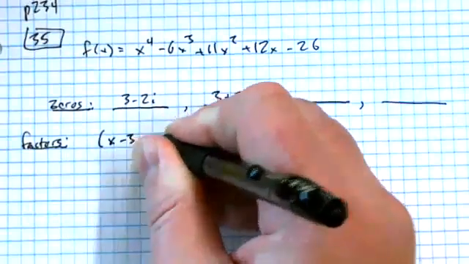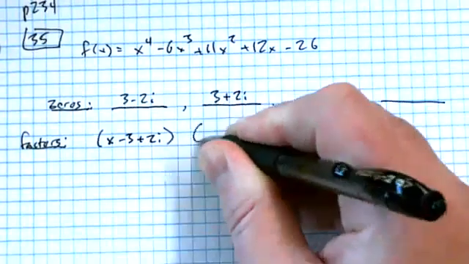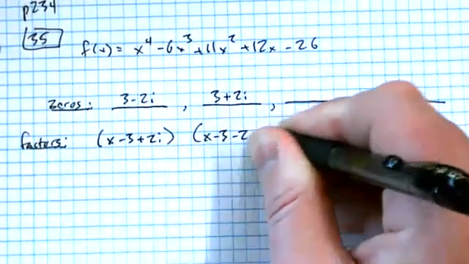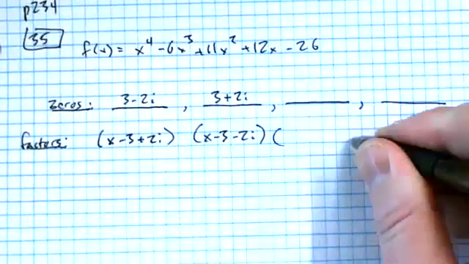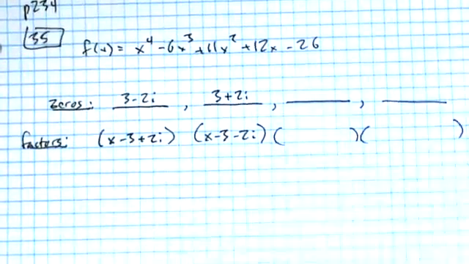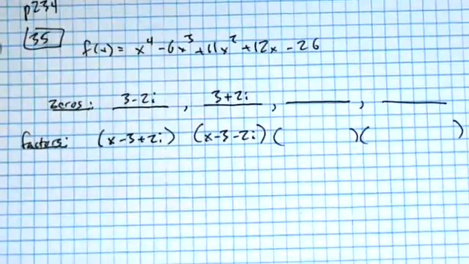X minus 3 plus 2i would be one of my factors. X minus 3 minus 2i would be another one. And I know I'm going to have 2 more factors here. And from those 2 factors, I'll find my last 2 zeros.